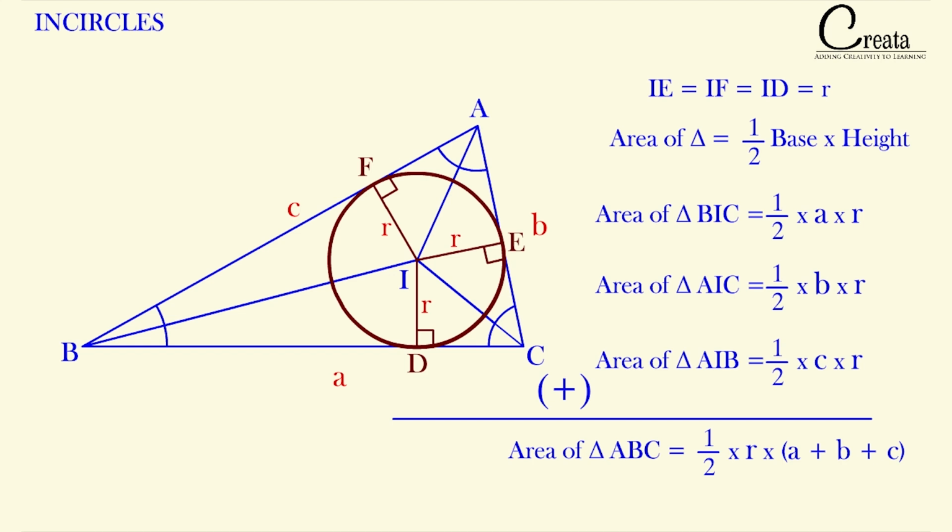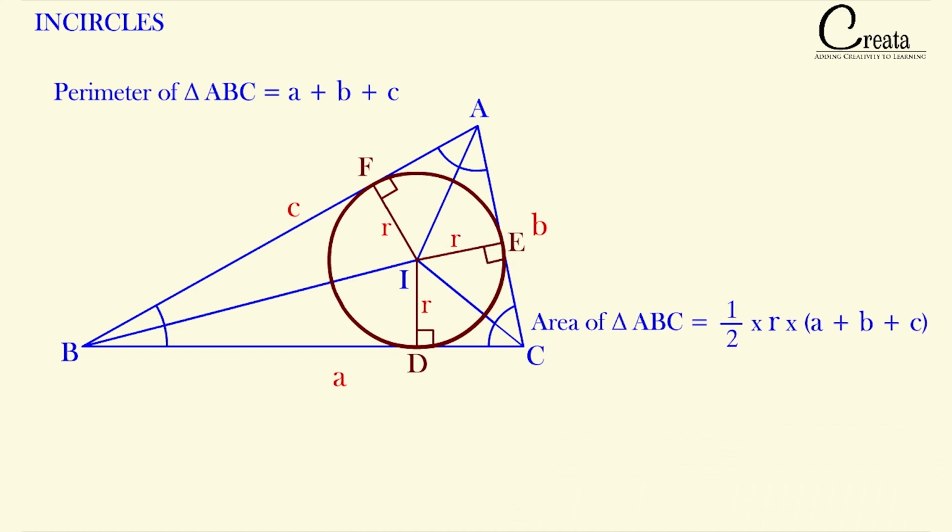If you observe here, A plus B plus C is the sum of the three sides of the triangle ABC. And we know the sum of the three sides of the triangle is the perimeter of the triangle. Perimeter is the total length of the boundary of the figure. So for this triangle ABC, the perimeter will be A plus B plus C. So can we replace A plus B plus C with the perimeter? So we got area of the triangle ABC is equal to R by 2 times the perimeter of the triangle ABC.